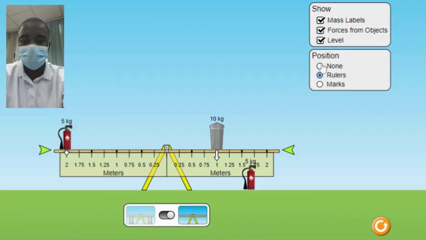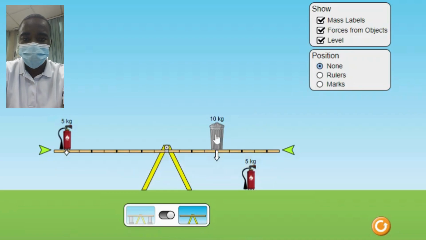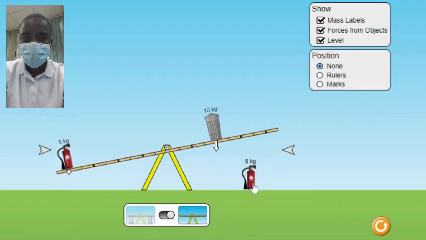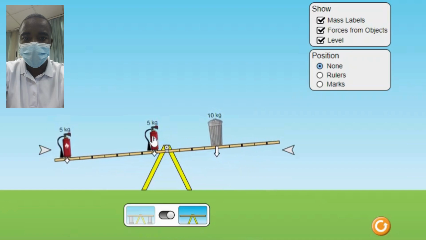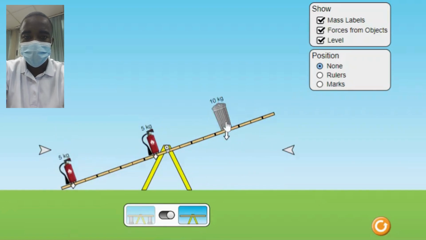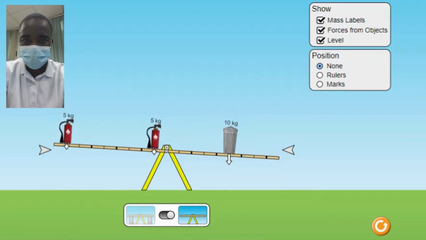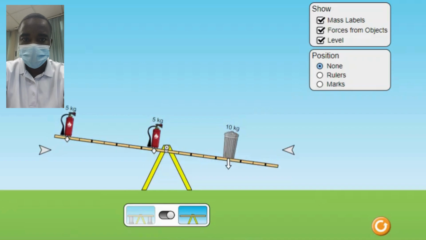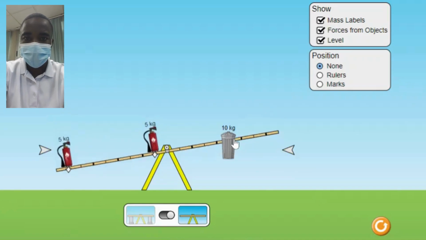Students can adjust the masses and distances of the objects to achieve balance. By manipulating these parameters, students can explore different scenarios and understand the conditions required for equilibrium. This hands-on approach helps students develop their intuition about balance and torque.